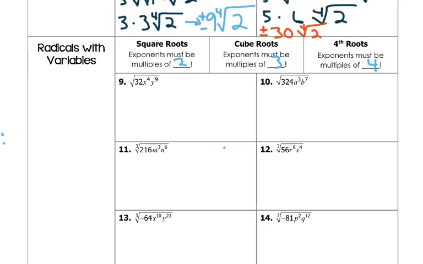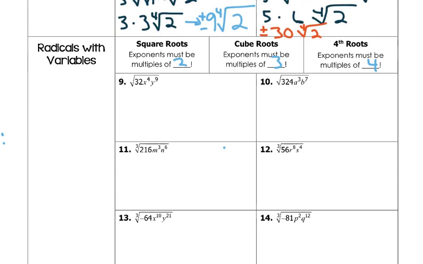I'm sorry. I was looking at the wrong problem, all right? Square root of 32 is not a perfect square, of course, okay? Not a perfect square. So, what do we need to do here? All right, we need to do the same thing that we've done in the past. We need to try to find a perfect square that multiplies by some number to get 32.